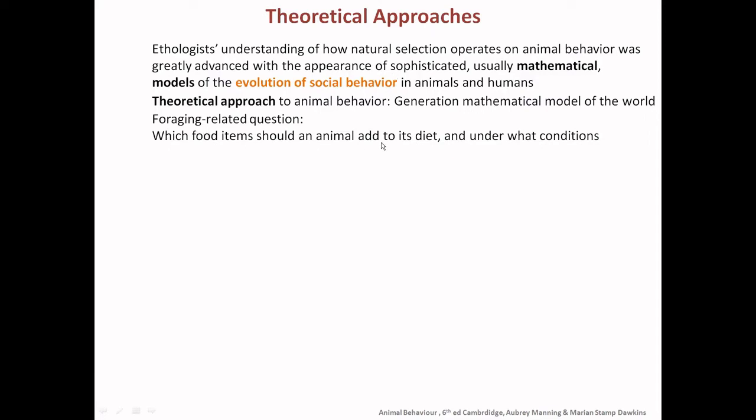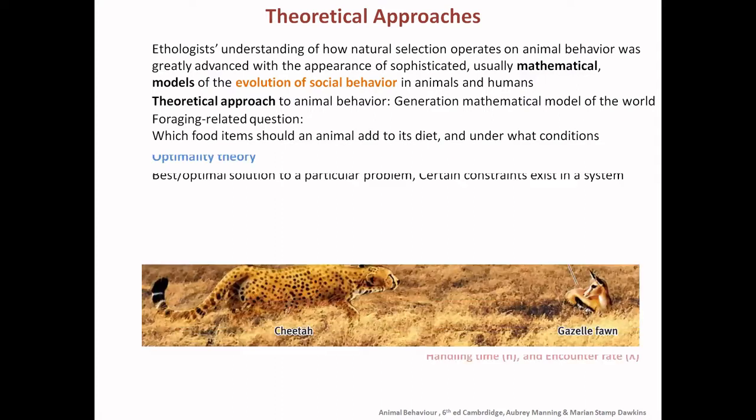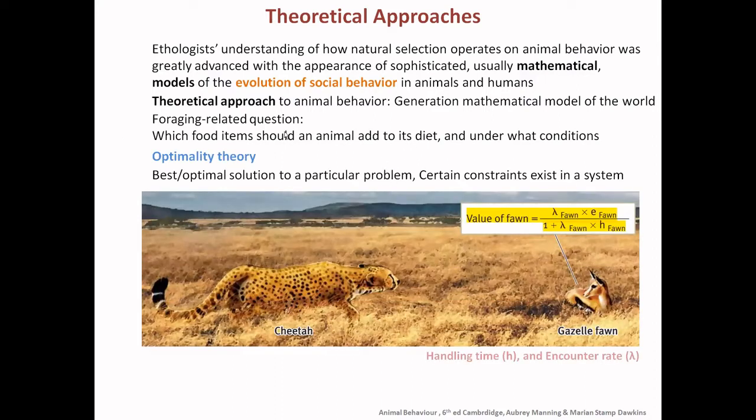That is, which food items would an animal add to its diet, and under what conditions? So one example of studying this is the optimality theory. In this, there is a best or optimal solution to a particular problem. There are certain constraints that exist in a system. This is an example: the value of the fawn for this cheetah. So whether the fawn will be added to the diet of the cheetah is calculated by using this formula. Value of the fawn equals lambda fawn times the energy that the fawn will give to the cheetah, divided by 1 plus lambda fawn times h of the fawn. So what is h? h is the handling time and lambda is the encounter rate.